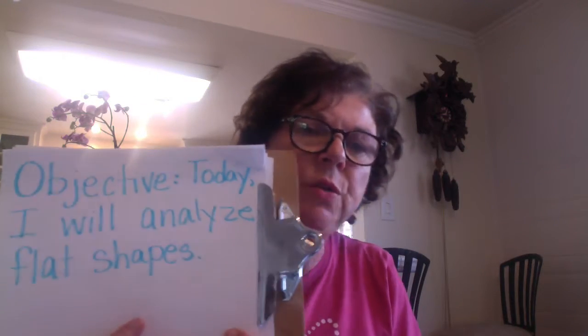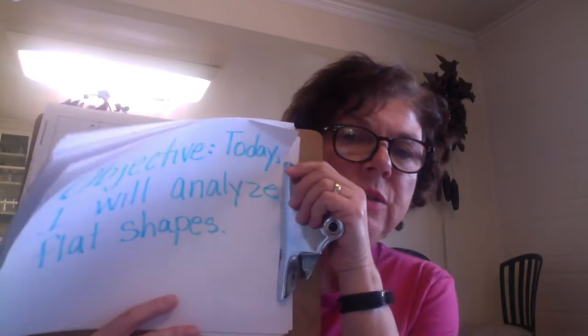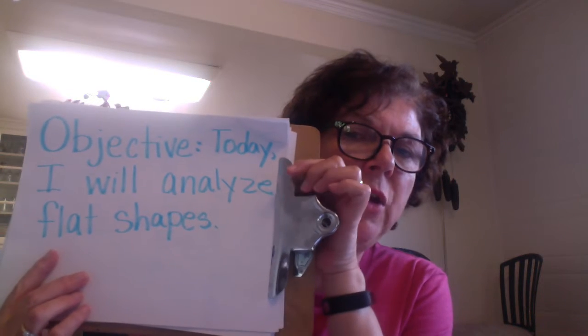Today's video is focused on Swan Lessons Unit 10, Lessons 3 and 4. If you look in the workbook, the regular workbook, and look down on the bottom of the pages, you should see Unit 10, Lesson 3 and 4. Okay, so today's objective, remember objective is what we're trying to do. Today I will analyze flat shapes. Analyze means to look at it really closely and notice different things about it.